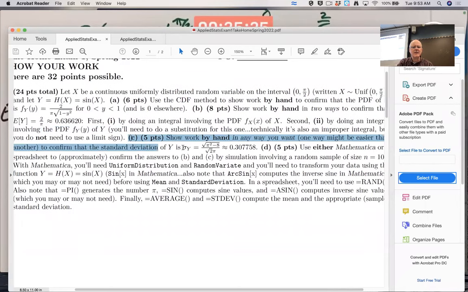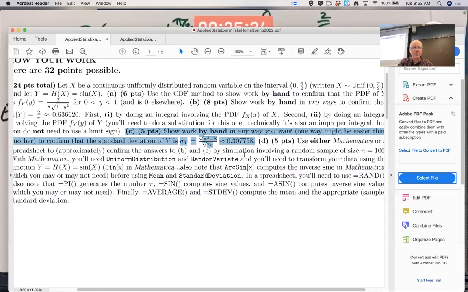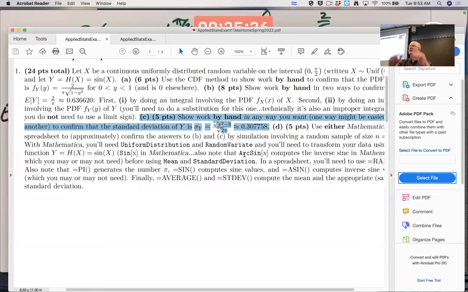Part C, find the mean and standard deviation. No, find the standard deviation. Any way you want, effectively. One way might be easier than the other. I was unsure, when I was first writing this, if one way might be significantly harder than the other. But then I actually tried them both this morning. And one way seems harder than the other, but it's actually completely equivalent in terms of difficulty level because of a substitution you can do. It's just that the substitution is not so clear.